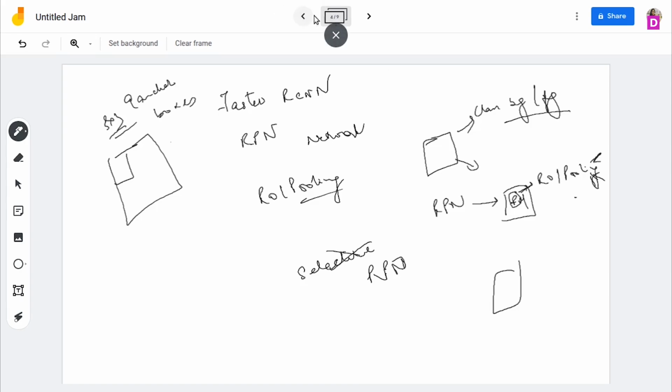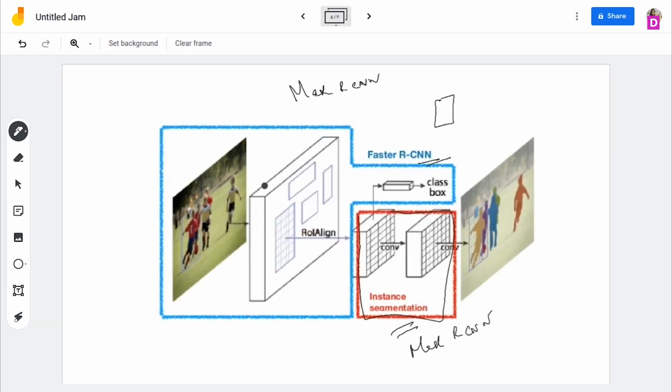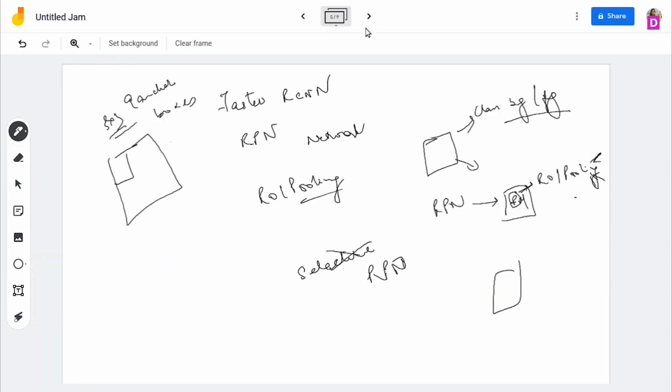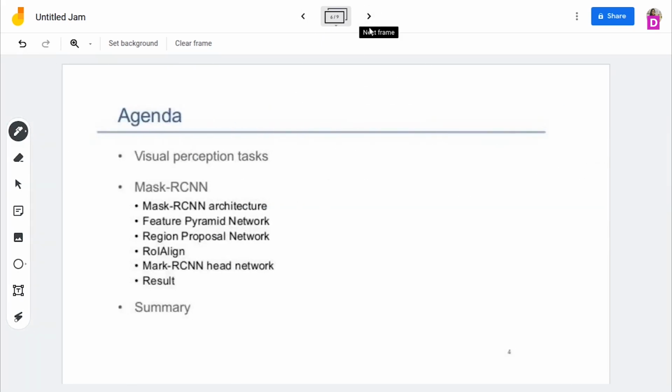So now what we will be doing is, we will just use the faster RCNN part and add instance segmentation to it. That is it. And there will be one more thing: instead of ROI pooling, we will be doing ROI align. We will talk about that. So this is the main structure. You have the mask RCNN architecture, which is basically faster RCNN plus a masking layer or model.